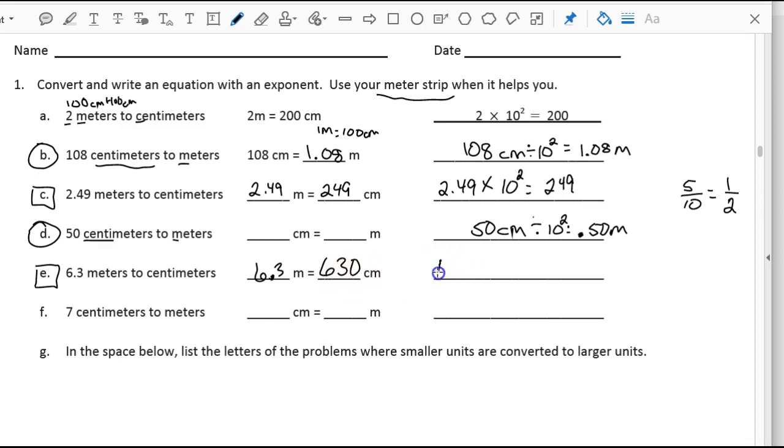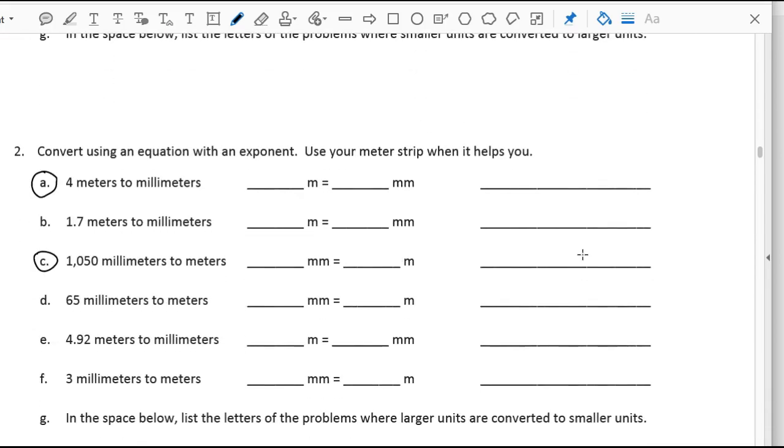So now what did we do? We said 6 and 3/10, we multiplied because there's 100 centimeters in a meter. We get our 100 by saying 10 squared. And what do we get? It gains 2 place values and becomes 630.